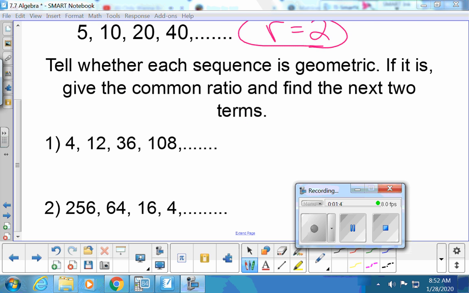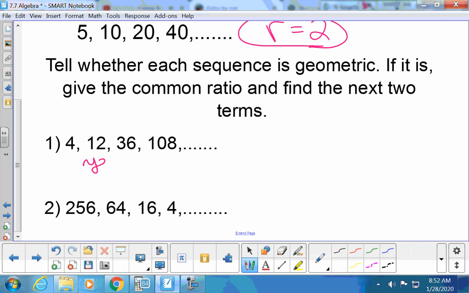So we're going to look at these two sequences here at the bottom, figure out whether it's geometric. So it will be geometric if there's that constant multiplier, the common ratio. What do you guys think about number 1? Is 36 times 3 108? You just want to check that. Yep. So I would say yes, it is geometric. There is that constant ratio, or that constant multiplier, of 3.